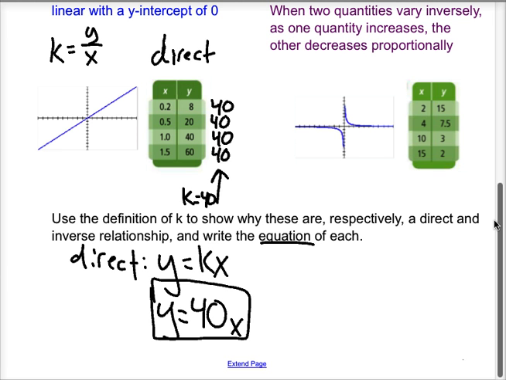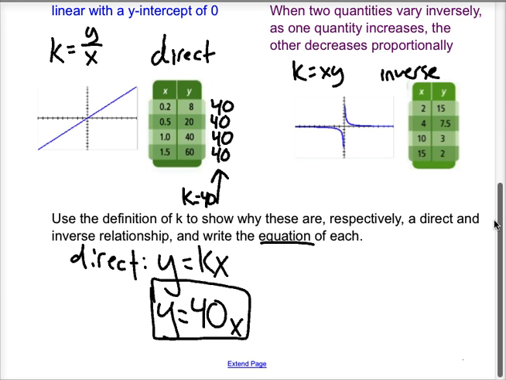All right, so this one we know is inverse. But again, let's prove why. For inverse, we know that the constant of variation is what every xy pair multiplies to be. So let's check it out.